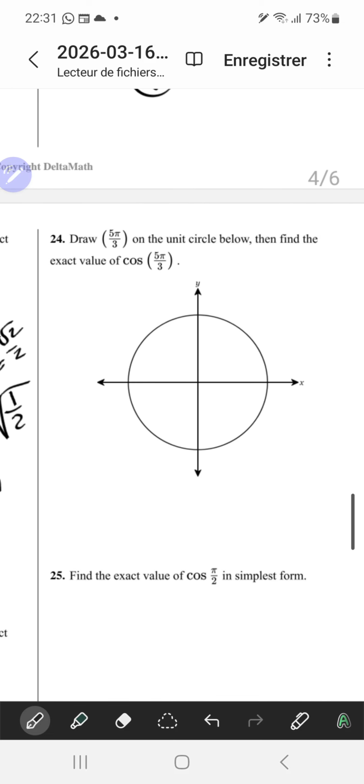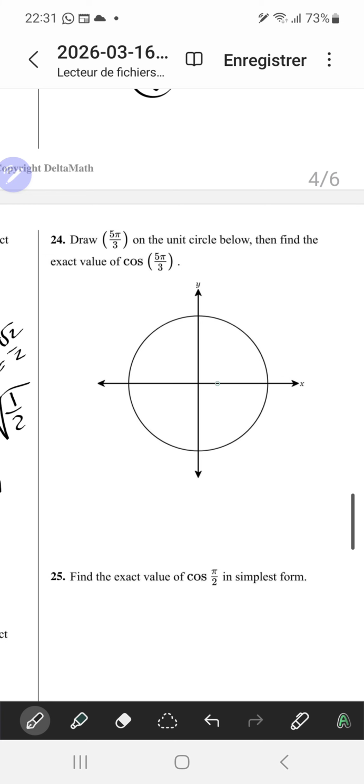24. Draw 5. So we know that pi over 3 is here. When you cut this distance over by 2, you divide it by 2. So here is your pi over 3. So if you do the diametral stuff, it will be pi plus pi over 3. They want 5. Okay.